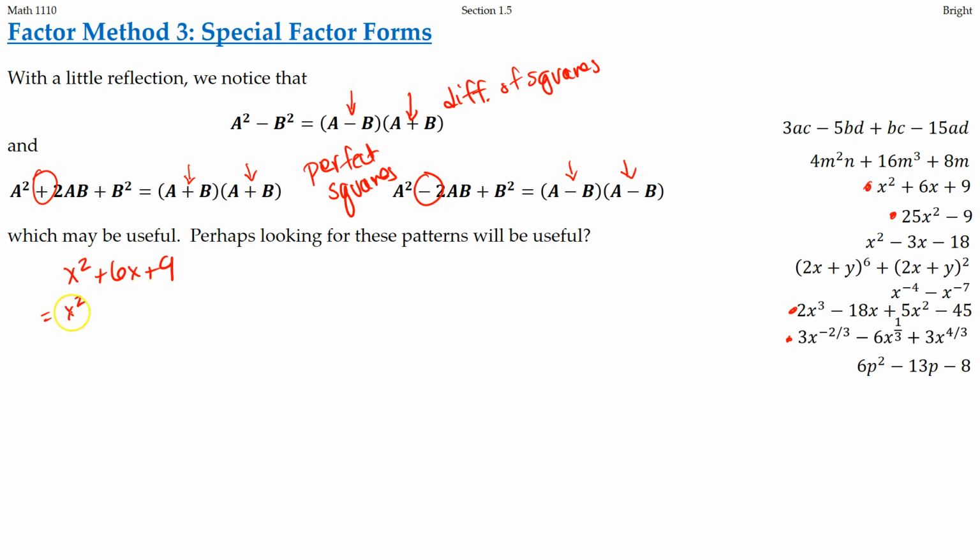Okay, x squared is really x, and then all that squared. 9 is really 3 squared. And then 6, well, we need a 2 in there, and to get to 6 I need a 3, and then to get to x, I need an x. So it does happen that this matches that perfect square identity. So this whole thing would factor as x plus 3 times x plus 3, or put more simply, x plus 3 all squared.